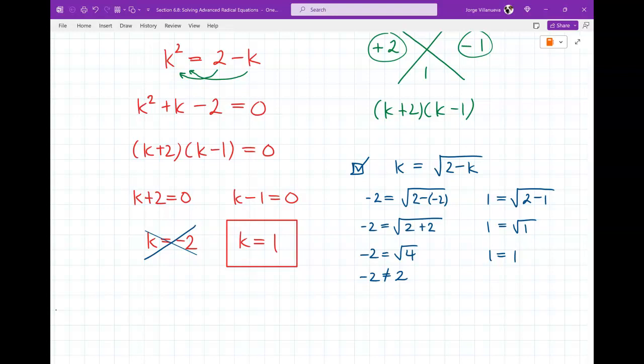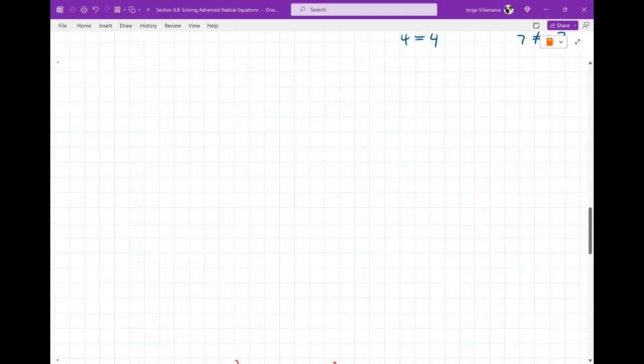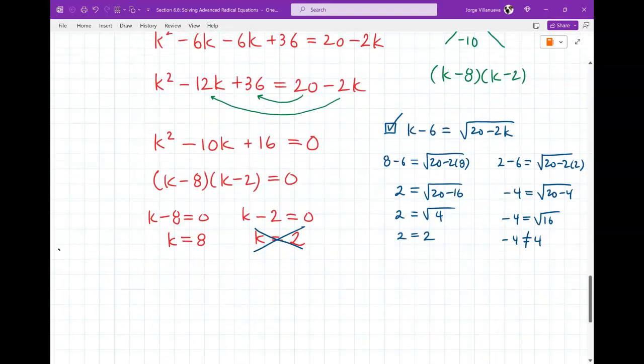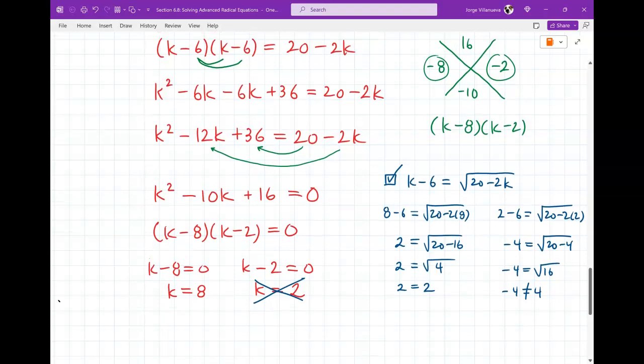So notice on the last example we just did, it didn't start off that way, right? It was 2 minus 6, but then once we simplified it, oh, we got a negative, and all of a sudden it didn't work. So we only get one answer here.